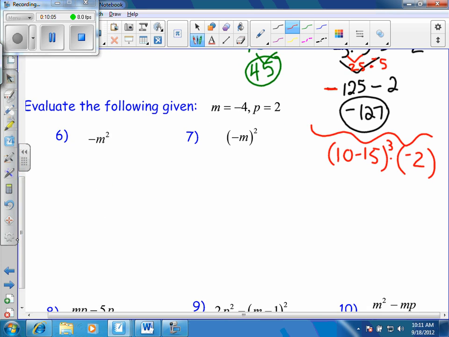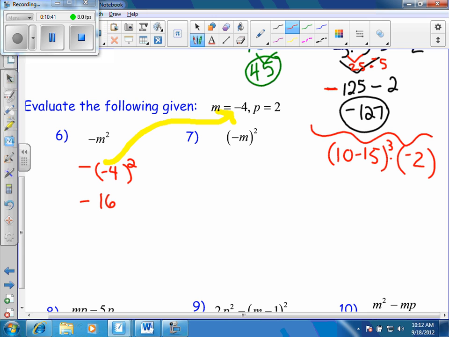Number 6 is, so this is the second number 6 right here. The second number 6 is saying, what's the opposite of m squared? So you're going to have that negative sign, and if you look up here, there's your m value. You put your m in, this is one way to do it, like that. And so then you have to calculate the opposite of -4 squared, which is just -16.